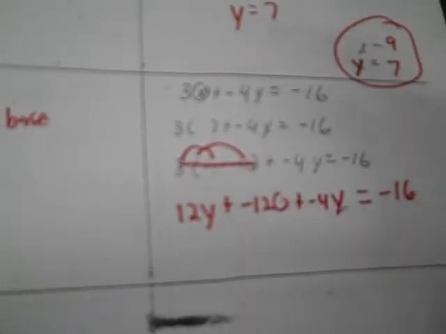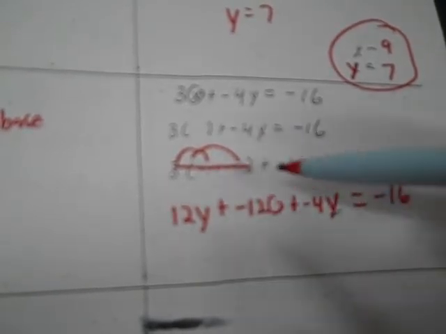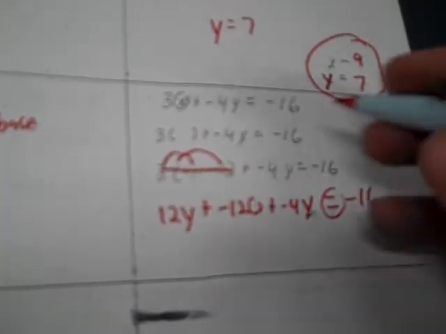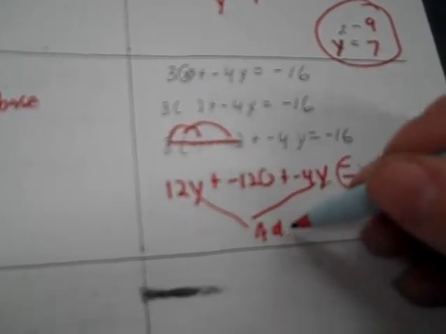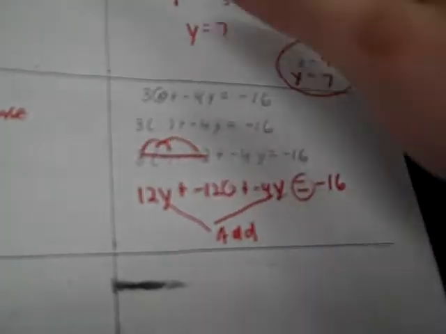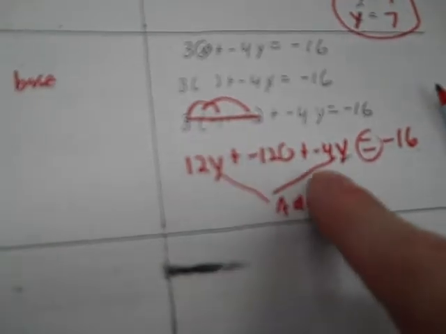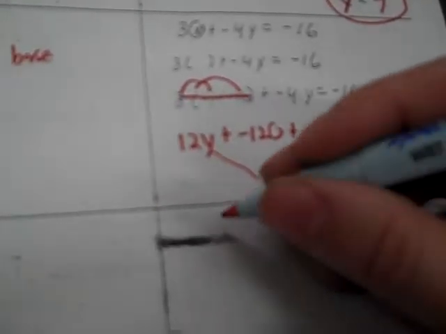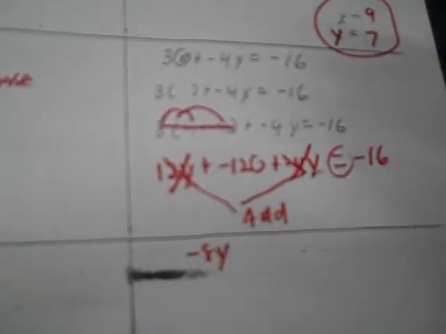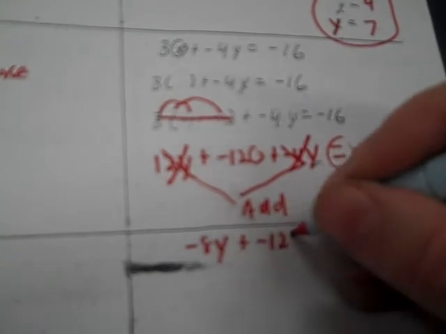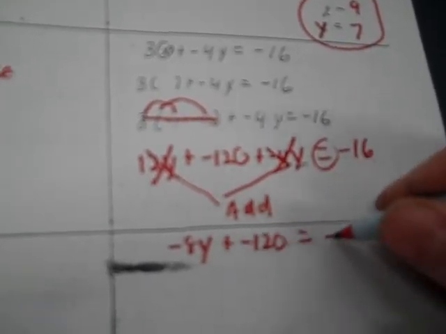All right, so these y's are on the same side of the equals. So again, we just add them together. So I take 12 plus negative 4. 12 plus negative 4 would be 8y. Cross those out. Now before you write equals, you have a plus negative 120. And then equals negative 16.